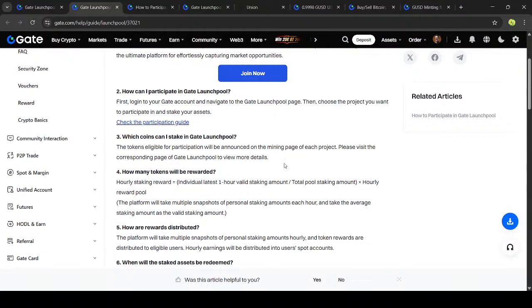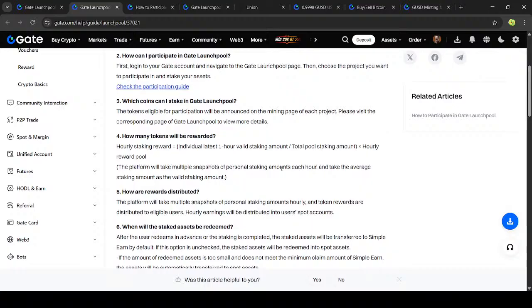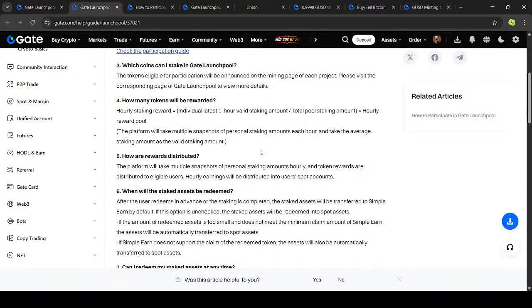So which tokens can I stake on Gate Launchpool guys? The tokens eligible for participation will be announced on the mining phase of each project, and please visit the corresponding page of Gate Launchpool to view more details guys. So how many tokens will I be rewarded hourly? Staking reward is individual's latest 1 hour staking amount divided by the total pool staking amount, multiplied by the hourly reward pool guys.